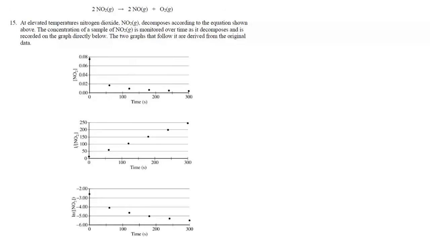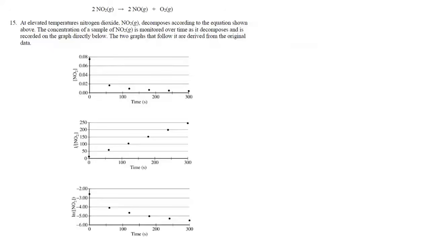Question 15 says the following. At elevated temperatures, nitrogen dioxide, NO2, decomposes according to the equation shown above. The concentration of a sample of NO2 is monitored over time as it decomposes and is recorded on the graph directly below. So we can see in that first graph that the concentration of NO2 is plotted on the y-axis, and we have time in seconds on the x-axis.